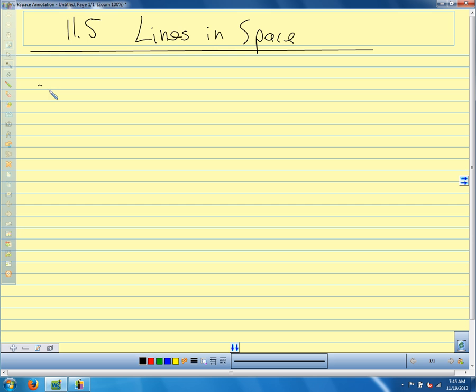So in the plane, we use slope to describe a line. That was one of the most important characteristics of a line, its slope. Well, in space, we need a little more robust, a bigger way of describing lines. So let me draw a picture here, and we will come up with a definition of a line in space.